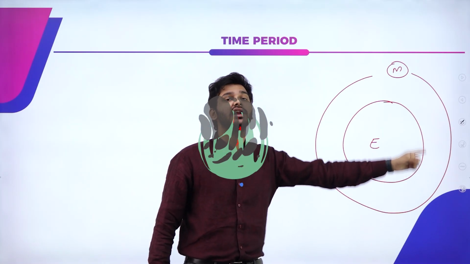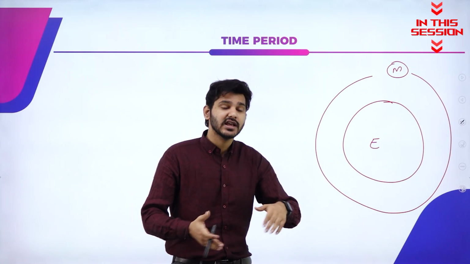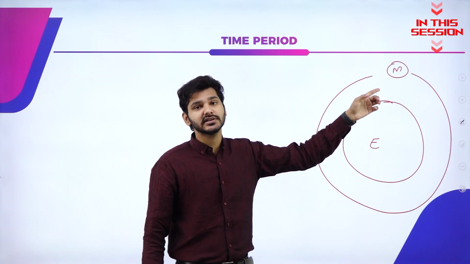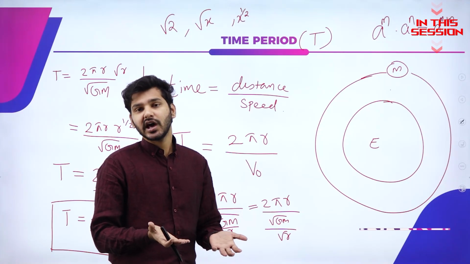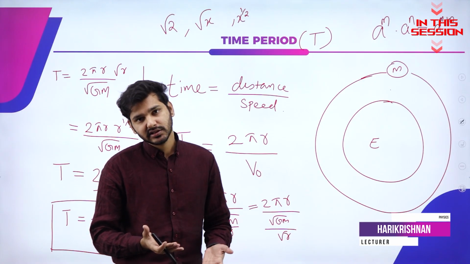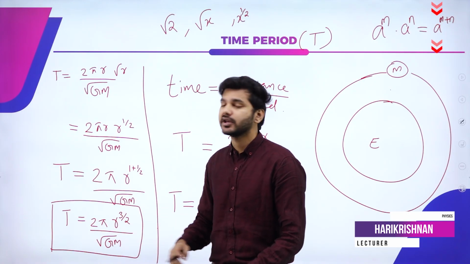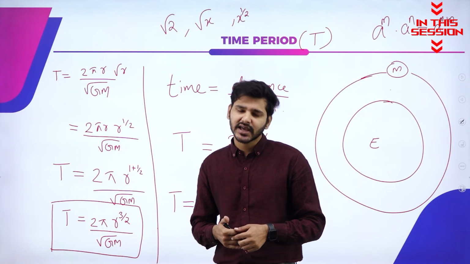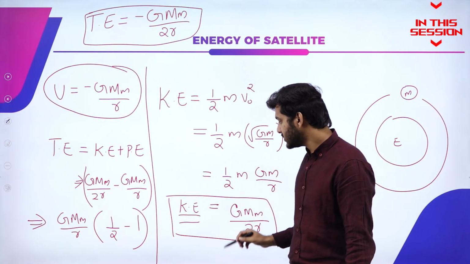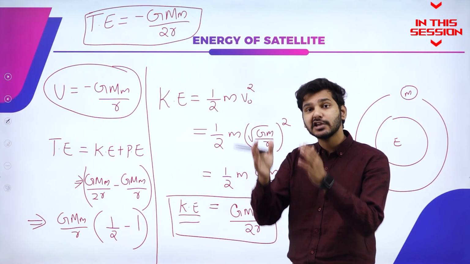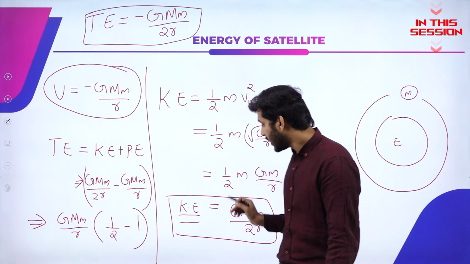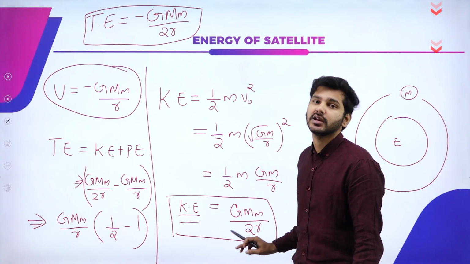One revolution around the Earth, which means the time period of the Moon to complete one revolution around the Earth is 28 days. For a circular orbit around any planet, you can use this particular equation to find out the time period of that satellite. The total energy and kinetic energy have the same magnitude, and potential energy will be double that of the kinetic energy.